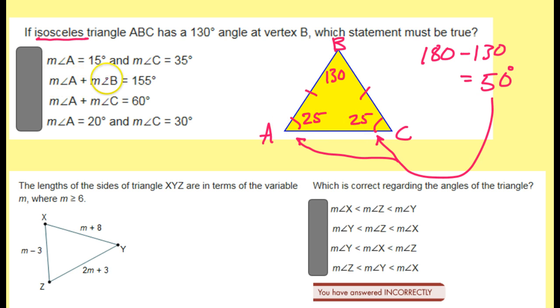I'm sorry. I was reading the question wrong. It says A plus B is 155. Okay, let's see. We have 130 plus 25. Yeah, that is 155. So that means this one is the answer right here. That's the answer. A plus C is 60? No, it's 50. We talked about that. Angle A is 20? No, it's 25. So the answer is the second one. And there you go.